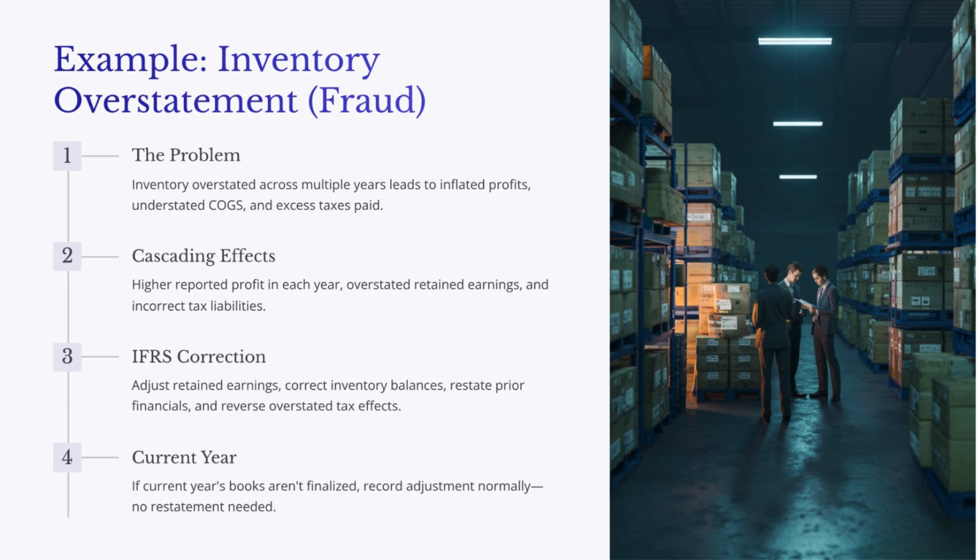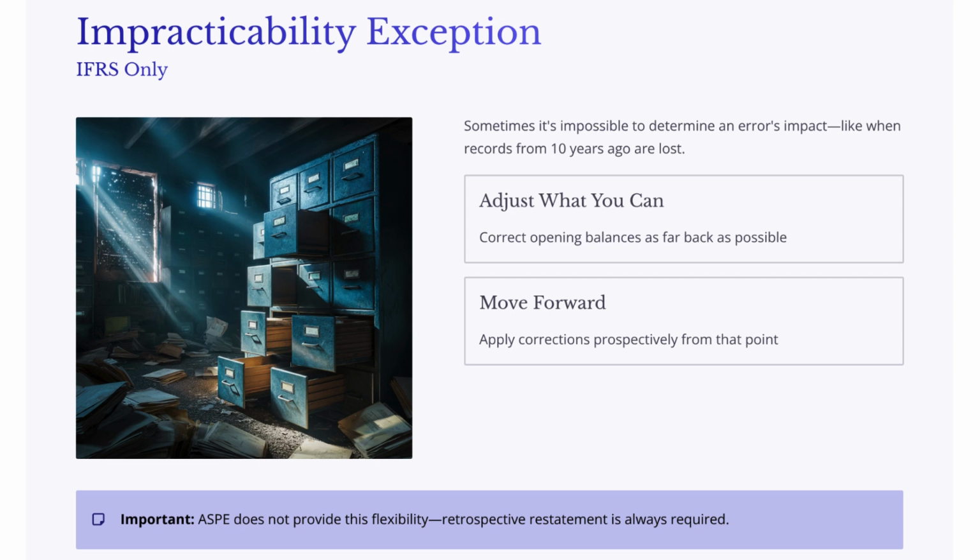Now let's talk about one very important exception that only exists under IFRS. Sometimes it's impossible to determine the impact of an error, like losing records from 10 years ago. In those rare cases, adjust opening balances as far back as possible. Apply corrections prospectively moving forward. ASPE does not provide this flexibility, which we'll talk about shortly.